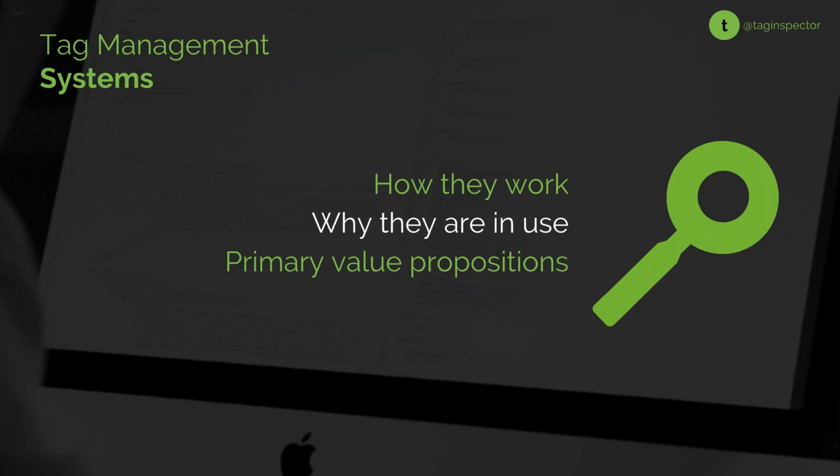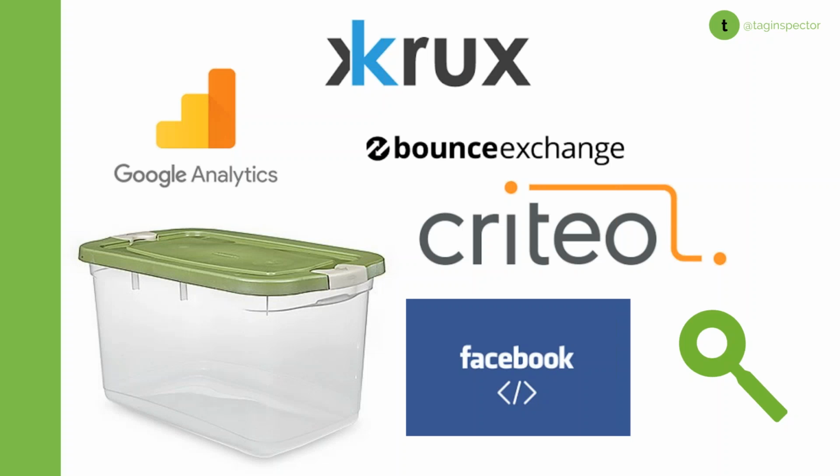So first, a high-level overview. What are tag management systems? How do they work? Why are they in use? What are some of those primary value propositions? First, the easiest way to think about what a tag management system is and the function it is serving, is to think about the tag management system as a container.